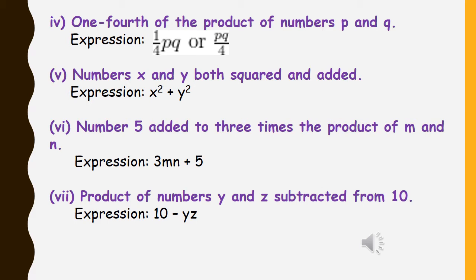Part 6. Number 5 added to 3 times the product of m and n. Product of m and n is mn. 3 times of mn is 3mn plus 5. So 5 is added to it. Part 7 is product of numbers y and z subtracted from 10. So product of y and z is yz. When it is subtracted from 10, we are getting 10 minus yz.